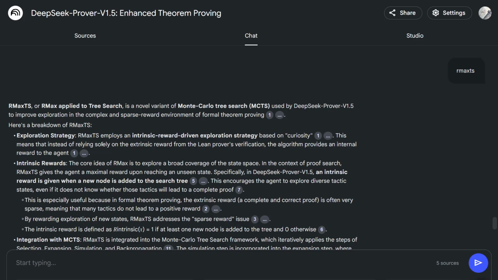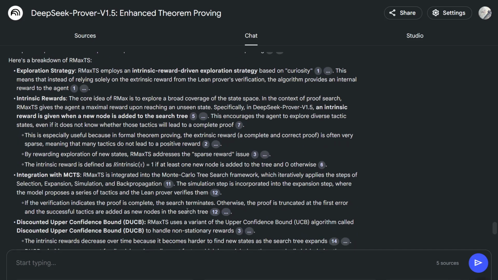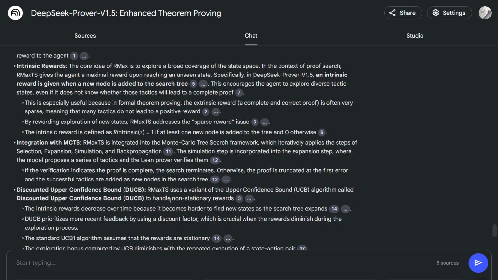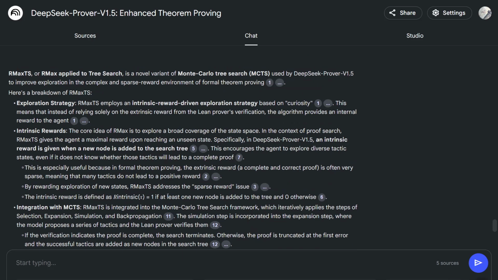On the ProofNet benchmark, it achieved a pass rate of 25.3% using the RMaxTS algorithm, which is significantly higher than previous models. Some of those models only achieve pass rates around 18%. A 25% pass rate on a test designed for undergraduate math majors. That's still impressive considering the complexity.